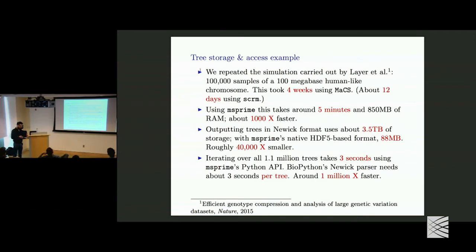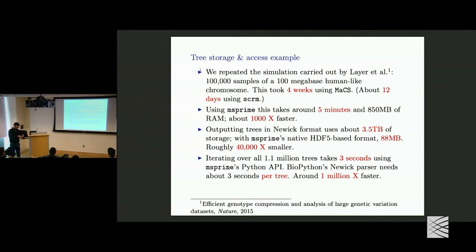If we were to output the results of this simulation in Newick format, which is the standard, it would take about 3.5 terabytes of space, whereas using MSPrime, it takes about 90 megabytes. So we're about 40,000 times smaller in this example.